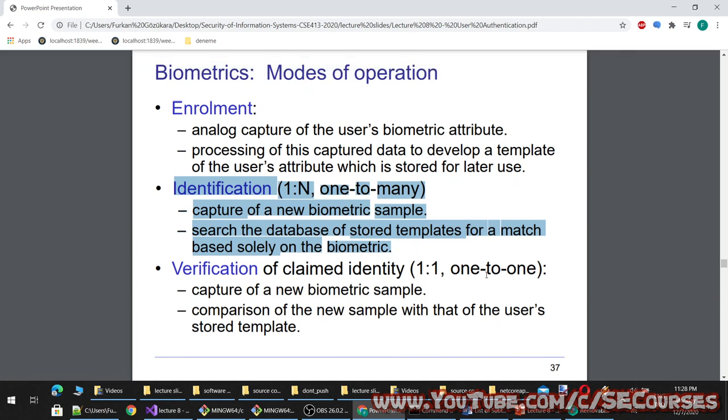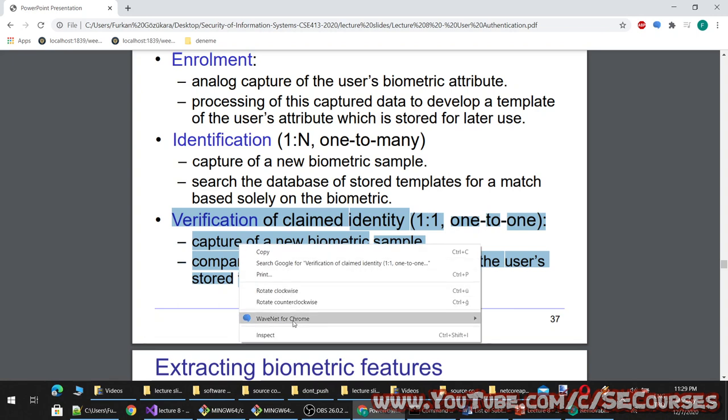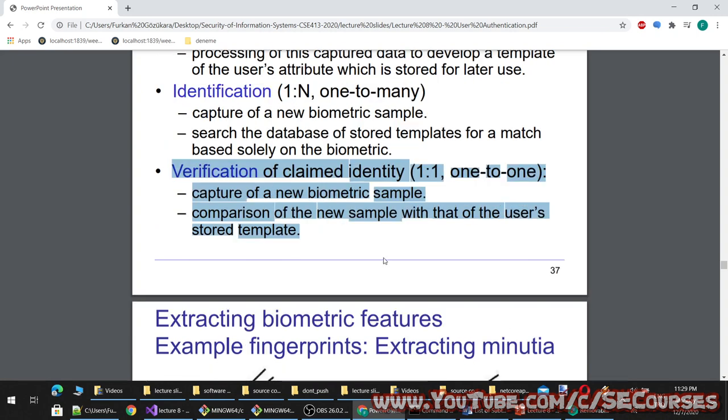Identification: 1:N capture of a new biometric sample. Search the database of stored templates for a match based solely on the biometric. Verification of claimed identity: 1:1 capture of a new biometric sample. Comparison of the new sample with that of the user's stored template.